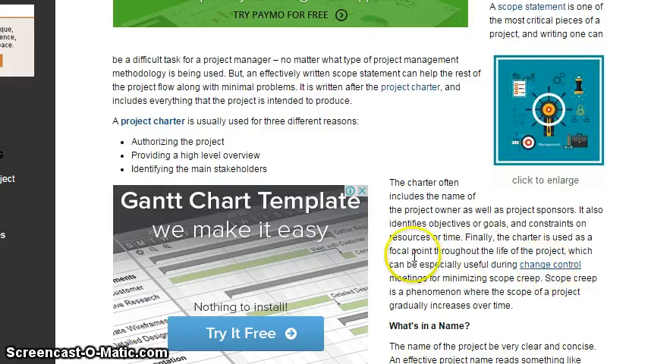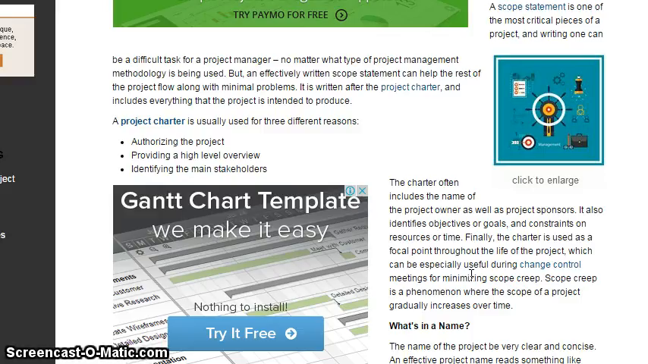Finally, the charter is used as a focal point throughout the life of the project, which can be used usually during change control meetings for minimizing scope creep. Down the lane, when people go too deep into things and might lose track, this project charter gives us a bird's eye view of what the project was meant to be, so that we don't spend on unnecessary scopes, which is termed scope creep. So we come back over and over again to review what the project was actually meant to be.